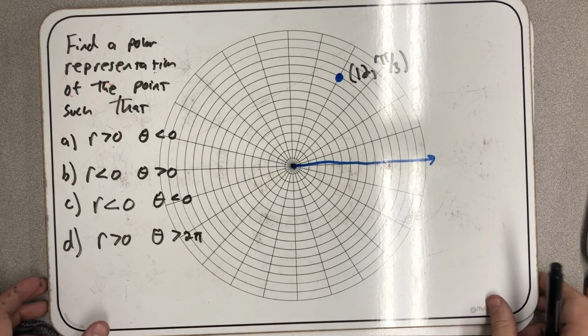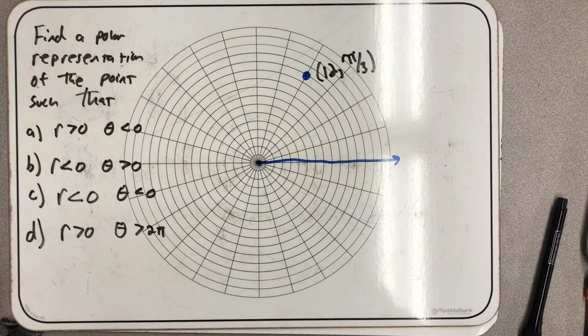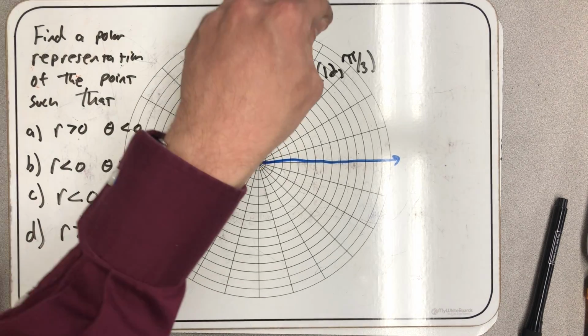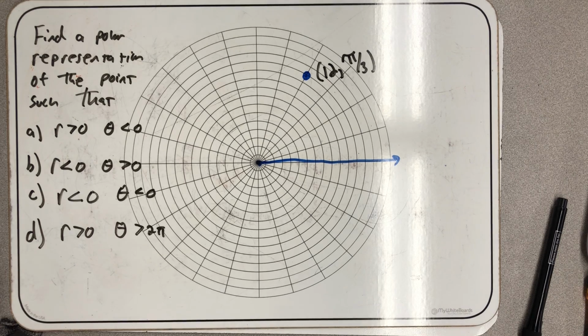Here we're given a polar point, 12 comma pi thirds, already plotted. And what we're asked to do is to find 4 other polar representations, other polar coordinates that land on that exact same spot. That's a big difference between polar coordinates and rectangular coordinates. There's more than one representation for every polar point.